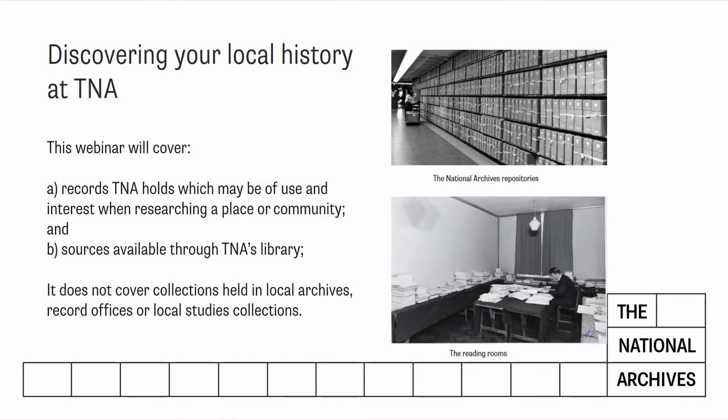In order to do that, I am firstly going to examine some of the records which the National Archives holds, drawing on a case study based on our collections, and then towards the end of the webinar, I'll also give some examples of books and studies held in the library at the National Archives which may be of use or interest. Most of these are likely to be available in other libraries, especially if they are geographically relevant to the place or community you are interested in learning more about. It is important to note, however, that this webinar does not cover collections which are found in local archives, record offices, or local studies collections.